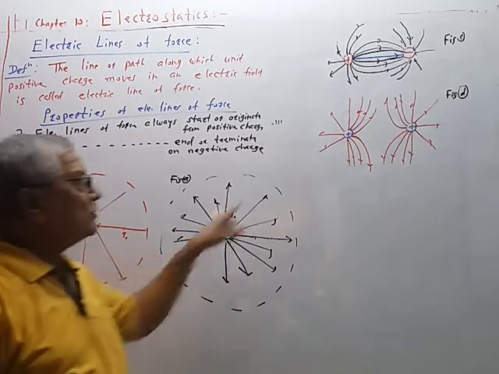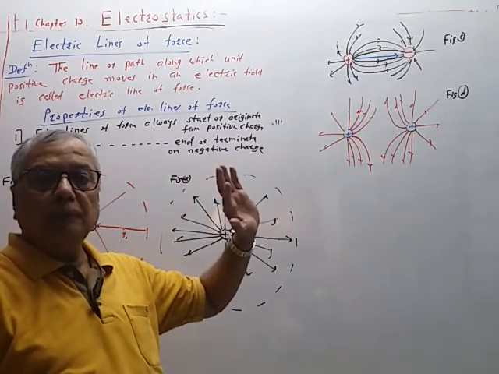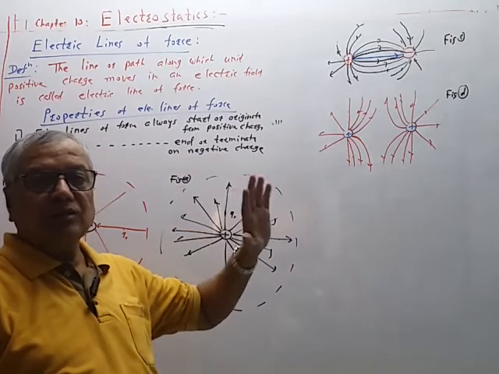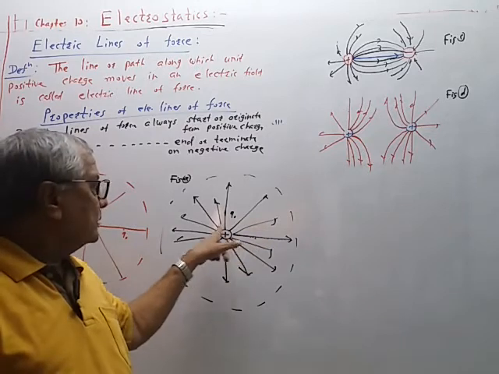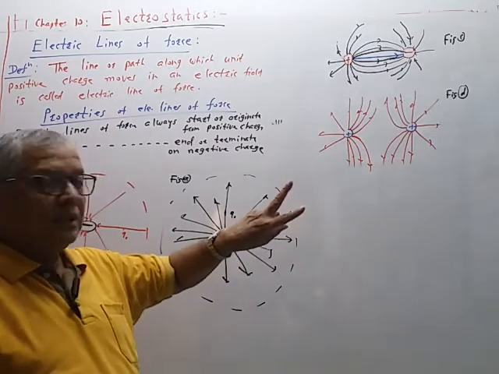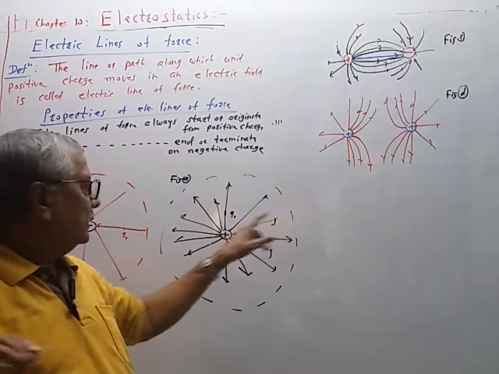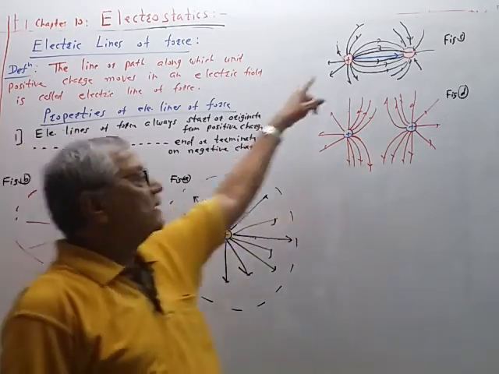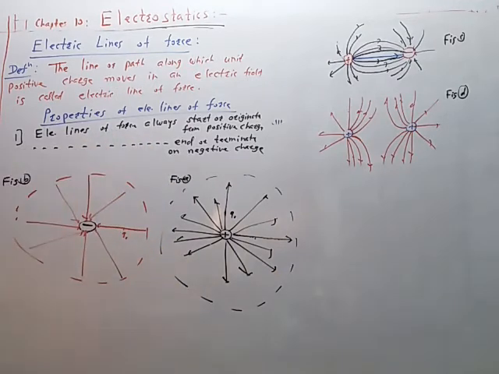If you see all these figures, then what is the second important property? No lines of forces can intersect each other. Here they do not intersect anywhere. Here they are radially outward. They will never intersect, however much you extend them in the forward direction. They never intersect. So lines of forces never intersect each other. So that is the second property.